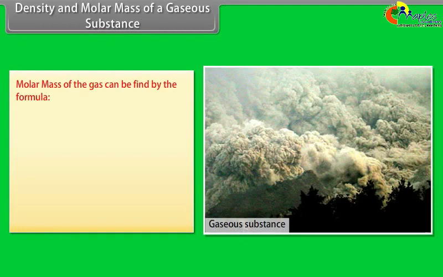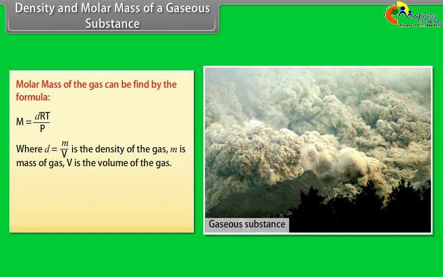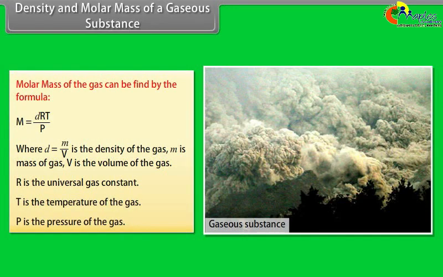Density and molar mass of a gaseous substance. The molar mass of the gas can be found by the formula M is equal to D R T by P, where D is equal to M by V is the density of the gas, M is the mass of the gas, V is the volume of the gas, R is the universal gas constant, T is the temperature of the gas, P is the pressure of the gas.